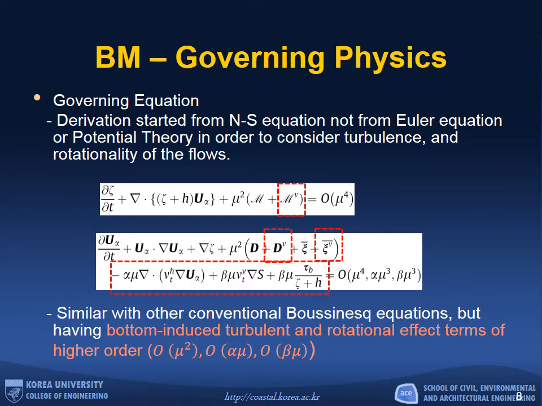So this slide shows the governing equations of the Boussinesq model. These equations are derived from the Navier-Stokes equations, not from the Euler equations or potential theory, in order to consider higher order turbulent effects or flows. These equations look quite similar to the conventional Boussinesq model, but they have additional terms to represent bottom-induced rotational and turbulent effects of higher orders. So these red box terms are those new terms.